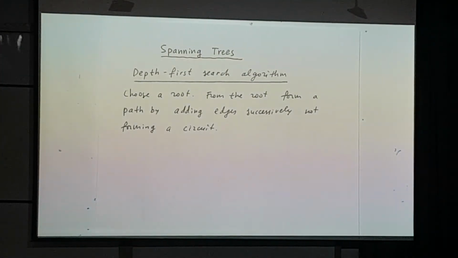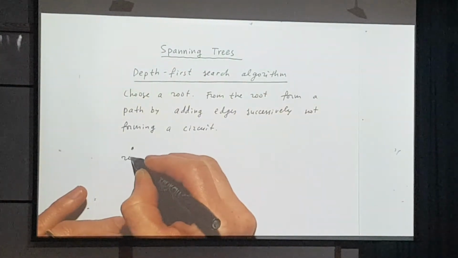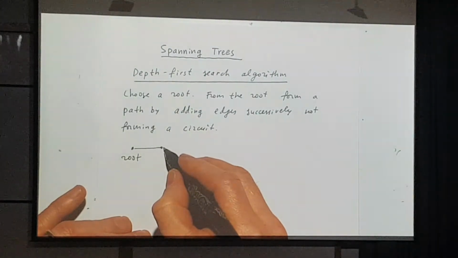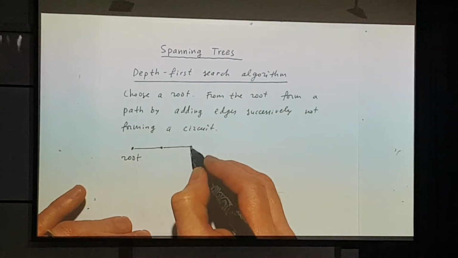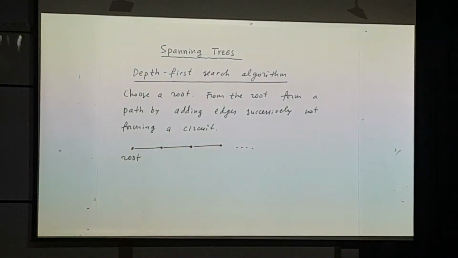So a path will look something like this. We start from the root, and then we add one edge, and then to that new vertex we add another edge, and so on. If that is not possible, which can happen if whatever choices you get will result in having a simple circuit, we backtrack along the path and try to start out a new path.